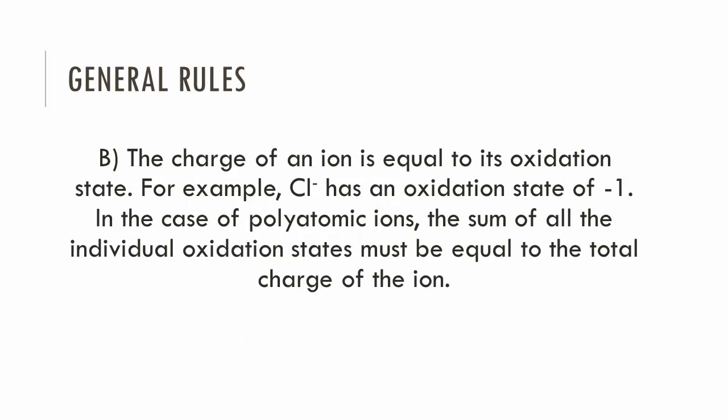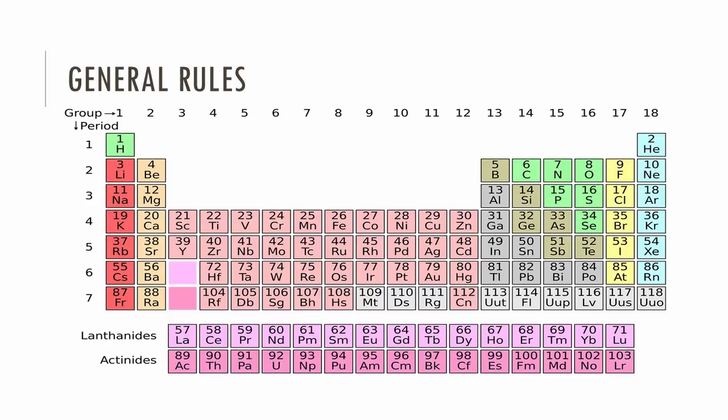The charge of an ion is equal to its oxidation state. For example, Cl- has an oxidation state of -1. In the case of polyatomic ions, the sum of all the individual oxidation states must be equal to the total charge of the ion. The alkaline metals, group 1, all have an oxidation state of +1.